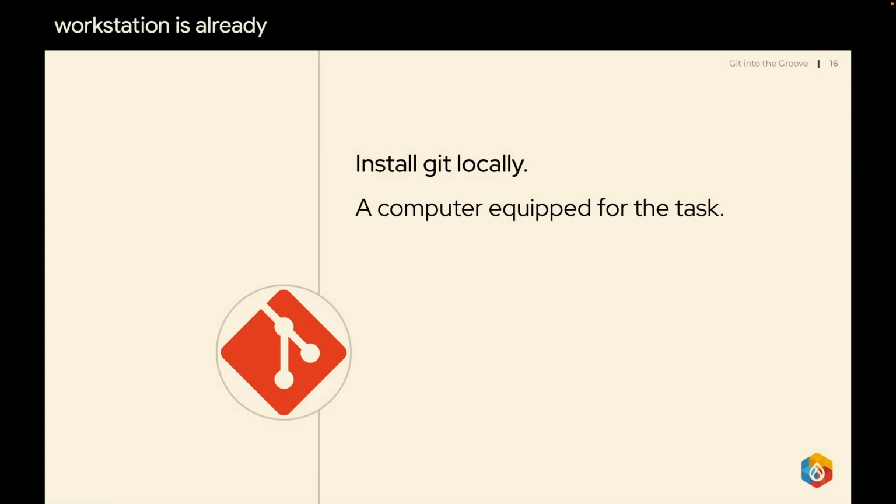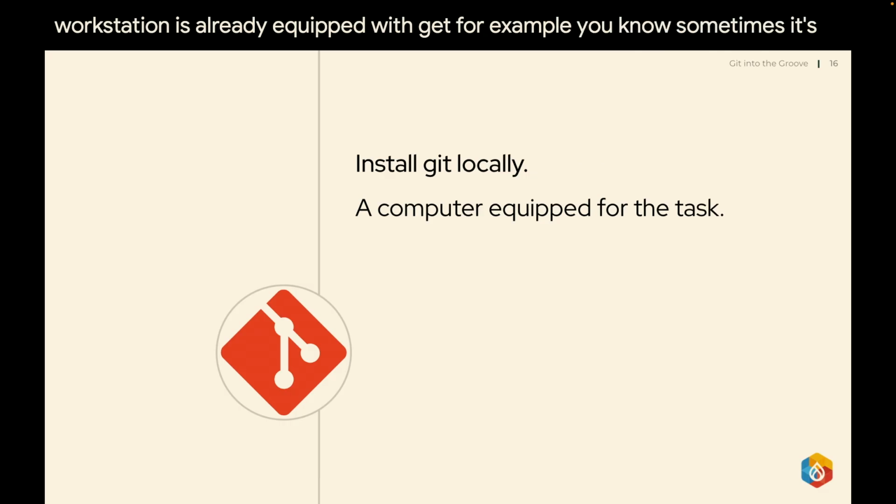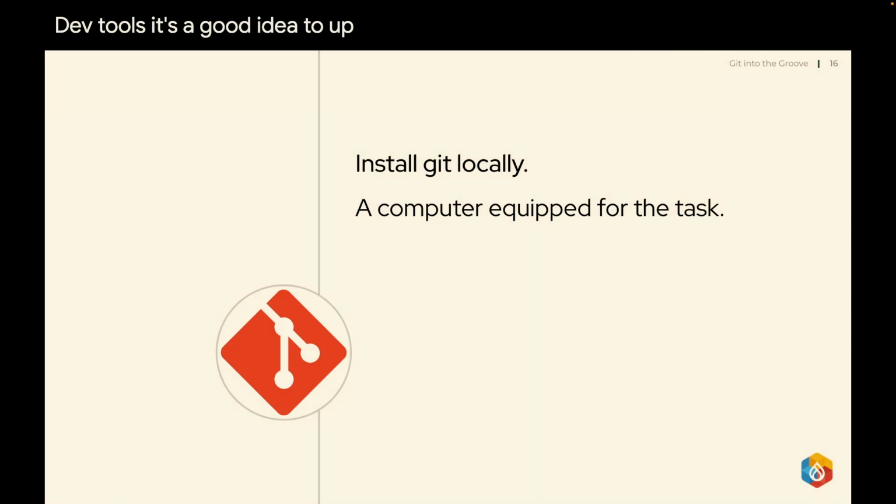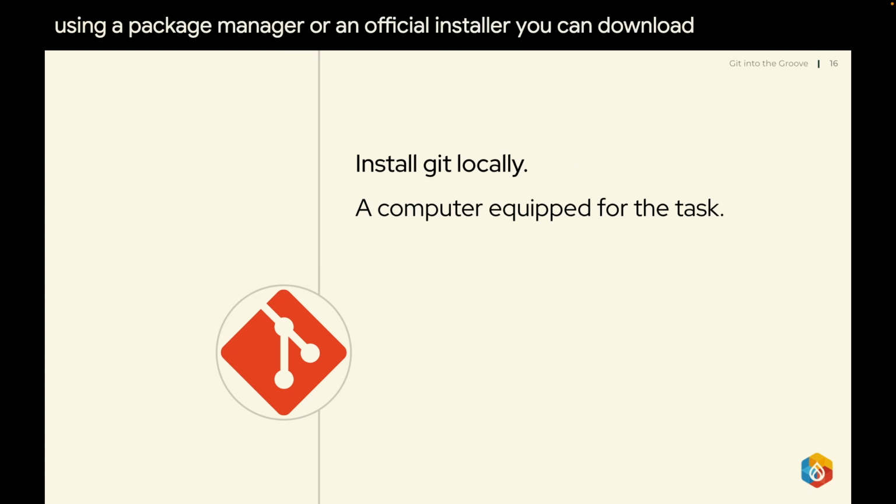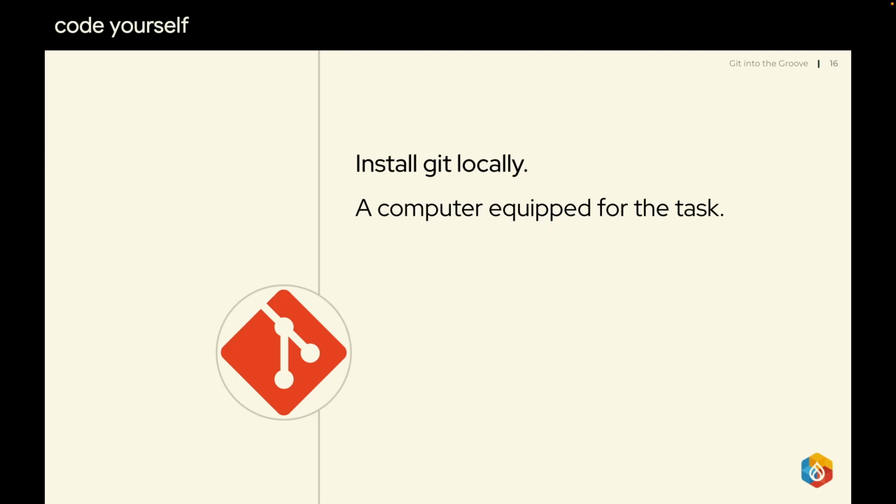And even if your workstation is already equipped with Git, for example, sometimes it's in DevTools, it's a good idea to update to the latest version. And you can do that using a package manager or an official installer. You can download the source code yourself, compiling it yourself if you're comfortable with that. There's things like Homebrew or Packagist.